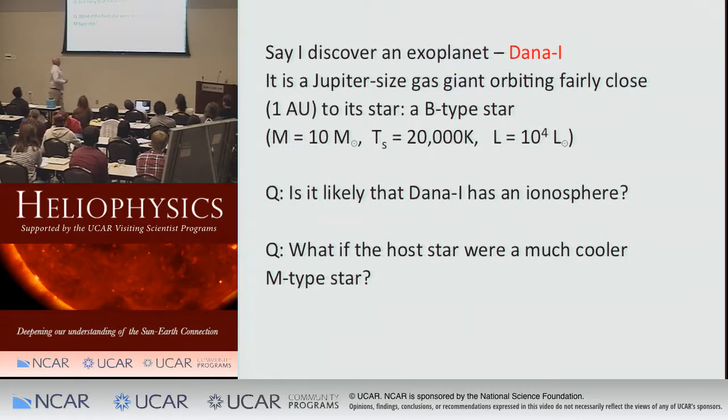And then say I were to discover Dana 2 orbiting with the same parameters, except it's orbiting an M star, which is a very small star, a tenth of a solar mass. So I want to know, Dana 1 or Dana 2, do I guess any of them have ionospheres? Let's take a temperature of an M star, let's call it 3,000 Kelvin. Come back in 5 minutes, and we'll hear what you have to say about that.